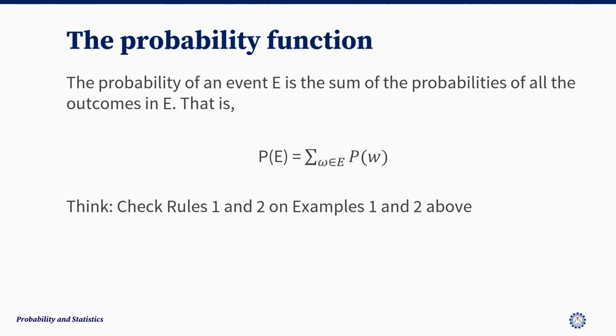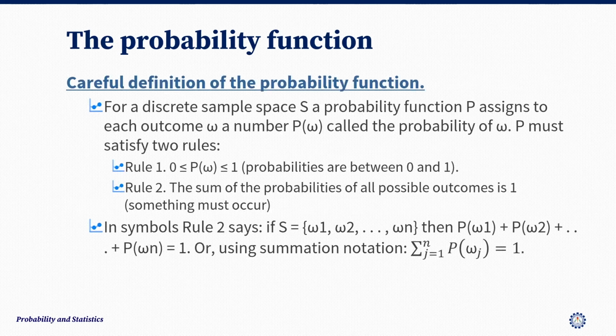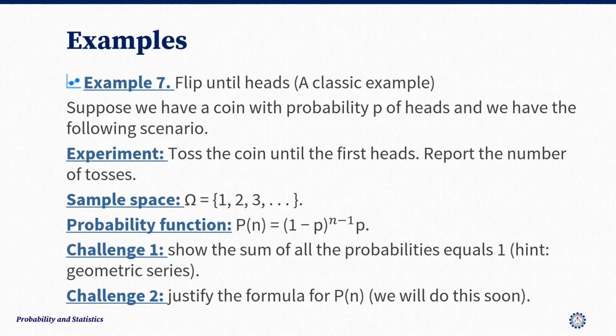The probability of an event E is the sum of the probabilities of all the outcomes in E. That is, the probability of event E is equal to the summation of the probability of little omega, where little omega is in the set of events. So check rules 1 and 2 on examples 1 and 2 above.